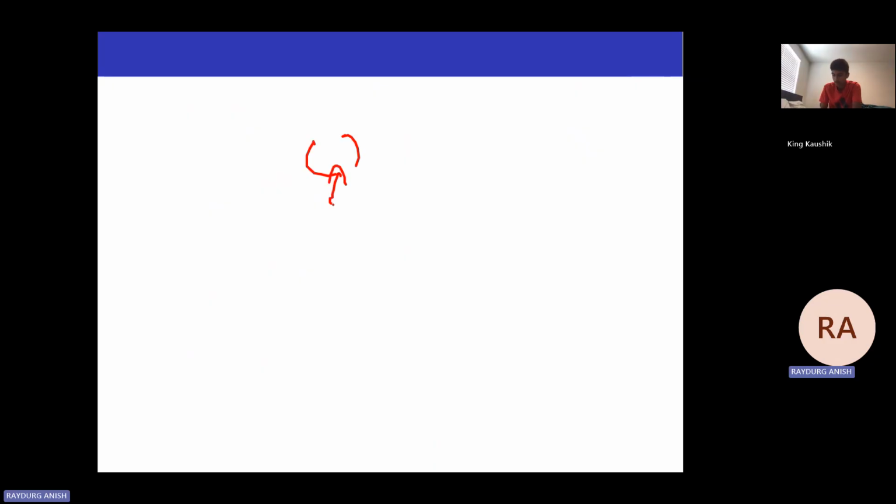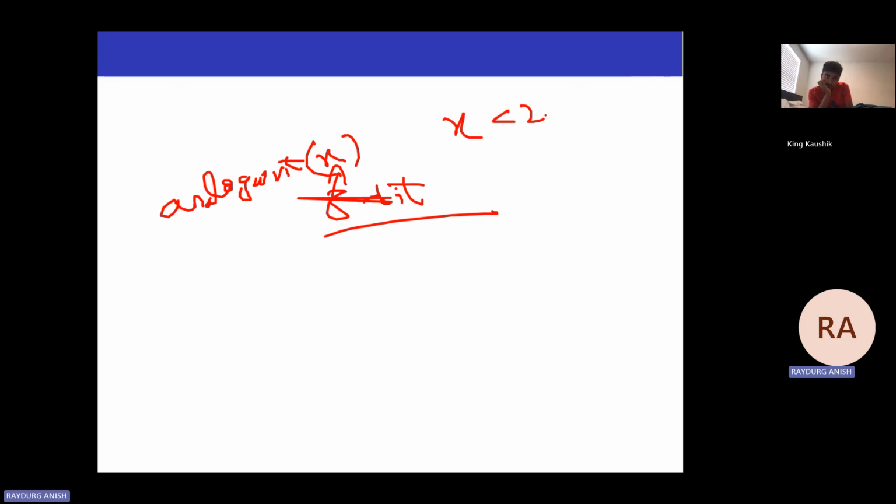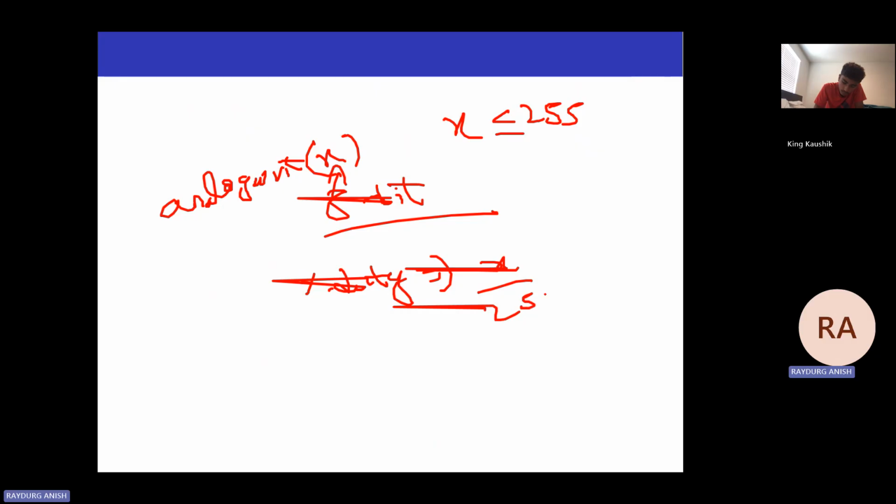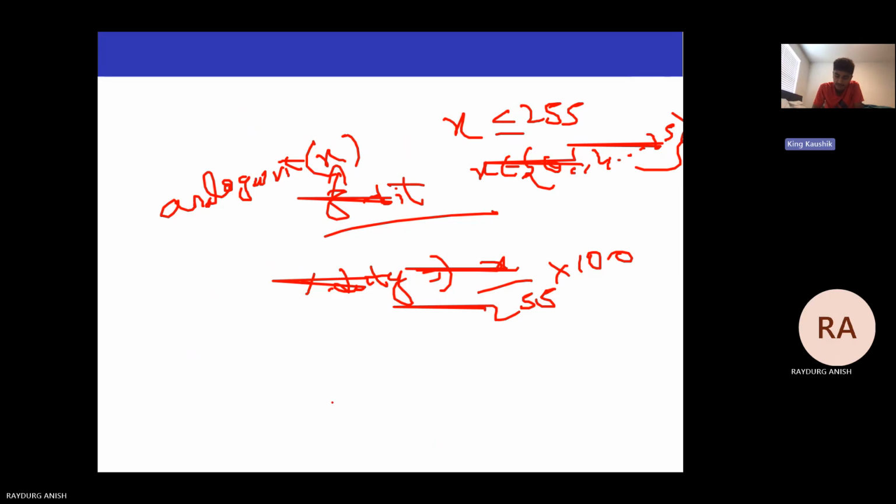For analog write, the input is 8 bits, up to 255. To get the corresponding duty cycle, say if it is analog write x and x is less than or equal to 255, then the duty cycle is given by x divided by 255 times 100. You understand inequalities, right? x can take the values 0, 1, 2, and so on up to 255. It's the percentage of duty cycle.